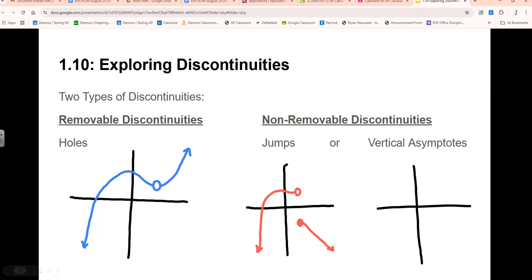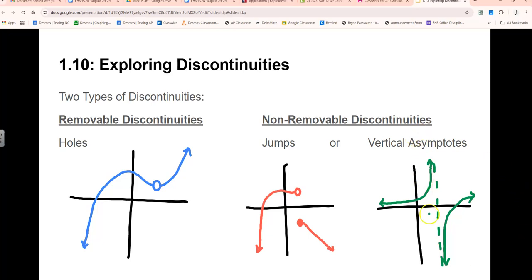Vertical asymptotes, they can look several different ways, but the main key factor there is that you have some sort of vertical line that you get closer and closer and closer to. It could look a lot of different ways. It could be one-sided. It could be from both sides. They could both go to infinity. They could both go to negative infinity. It really doesn't matter. Any type of vertical asymptote is going to cause a non-removable discontinuity in your graph.